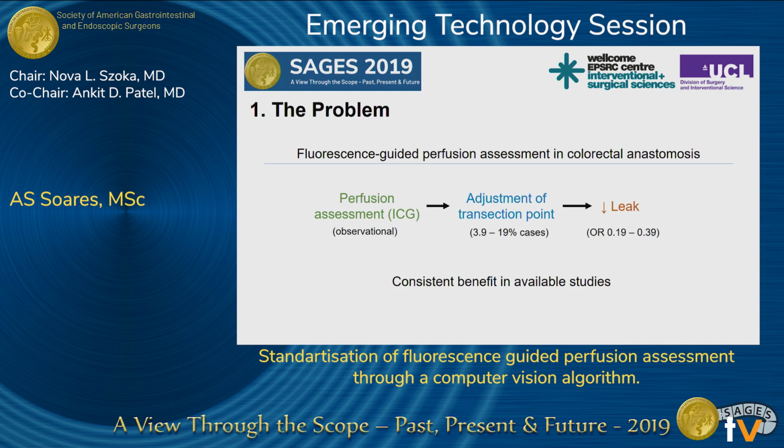This led to an adjustment of the transection point in between 3.9 to 19% of cases, and this has been associated with reduced leak with an odds ratio between 0.2 and 0.4. There has been consistent benefit in the available studies. However, we still don't have randomized data, and this is a significant limitation to the widespread use of the technique.